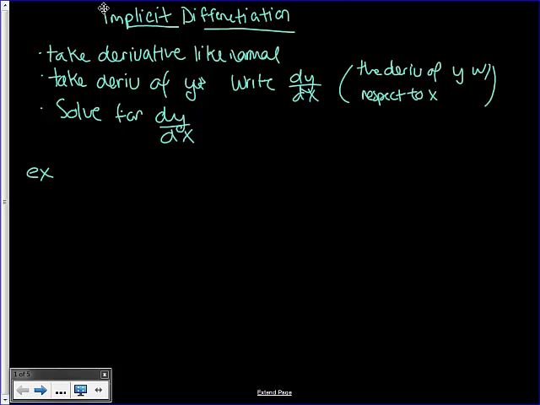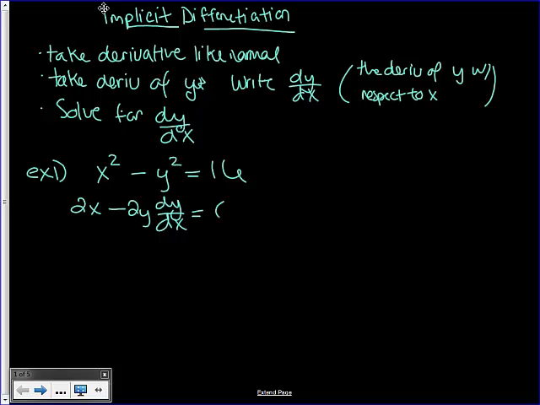So for example 1, I have x squared minus y squared equals 16. So first thing I'm going to do, take the derivative of each piece. So the derivative of x squared is 2x minus the derivative of y squared is 2y. Oh, I took the derivative of y, so I have to put dy/dx. The derivative of 16, well, that's a number, and the derivative of a number is 0.